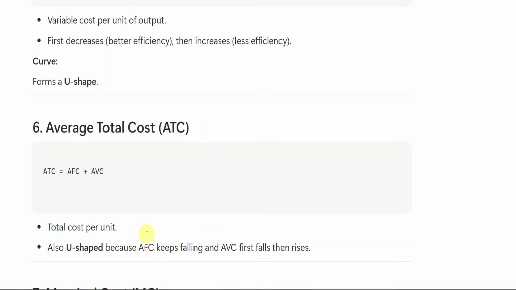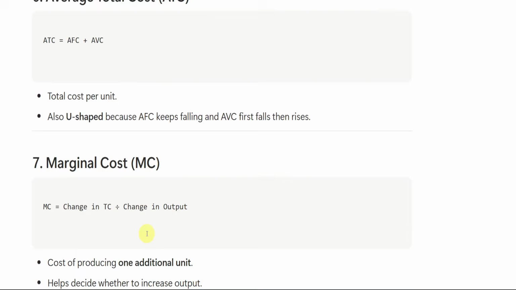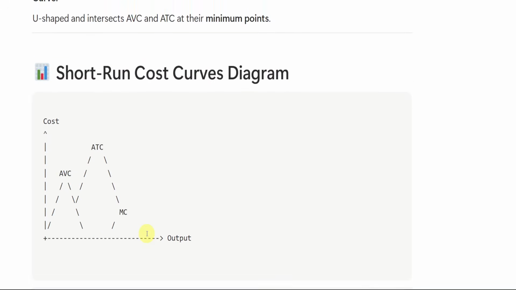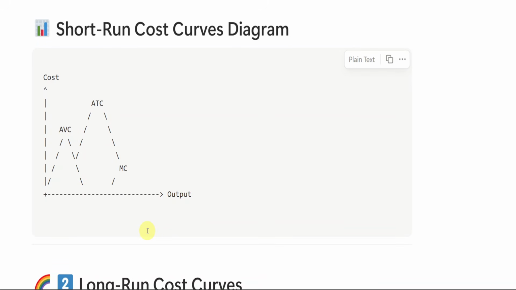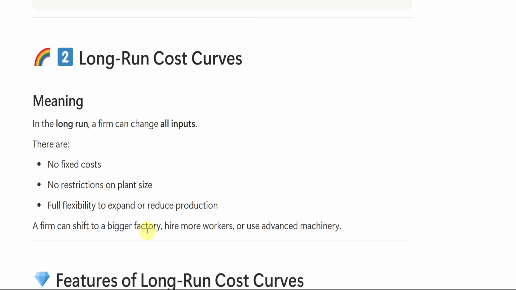So this third unit and this fifth unit are similar. You will just find a little difference in between of these. Marginal cost also we have seen. So short run cost curve diagram you can see, you can have a look on the screen. Now let us talk about the long run cost curve.